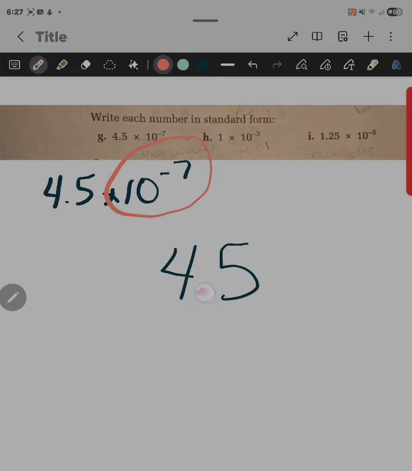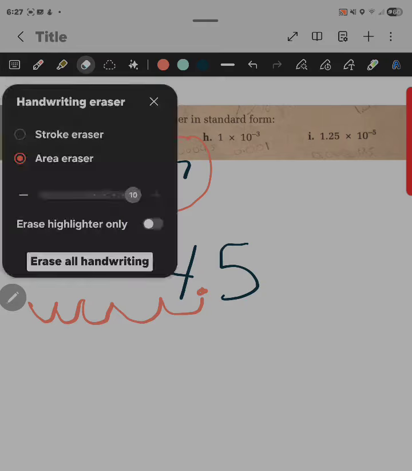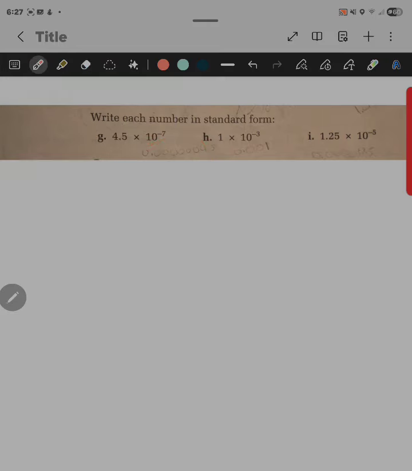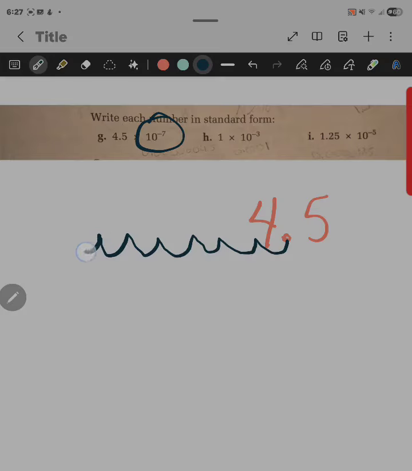Let's take this decimal place and move it to the left 7 times. So 1, 2, 3, 4, 5. Oops, I am going to run out of space here. Let's try that again. All right, so 4.5. Let's go ahead and move this decimal place to the left 7 times. All right, so 1, 2, 3, 4, 5, 6, 7.